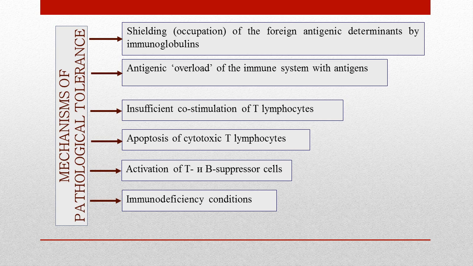Mechanisms of pathological tolerance include shielding of the foreign antigenic determinants by immunoglobulins, antigenic overload of the immune system with antigens, insufficient co-stimulation of T lymphocytes, apoptosis of cytotoxic T lymphocytes, activation of T and B suppressor cells, immunodeficiency conditions.